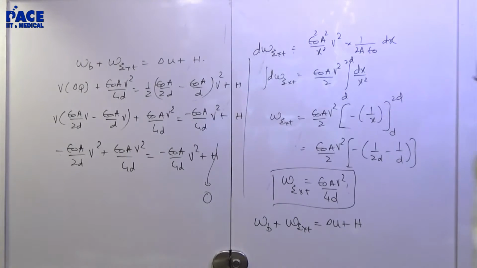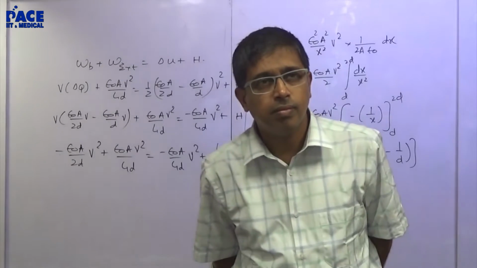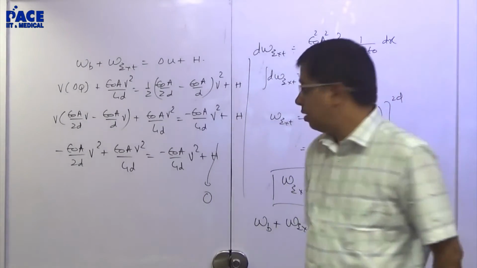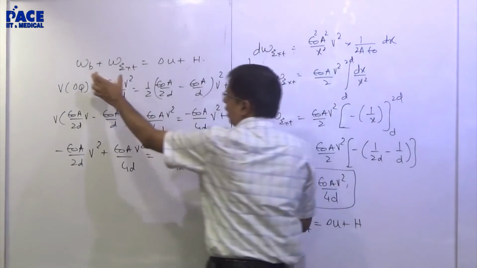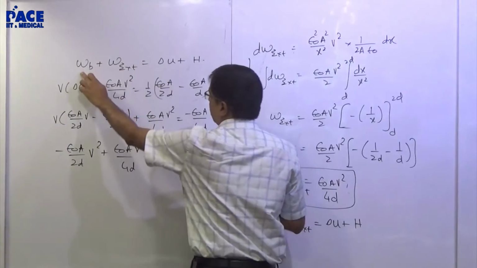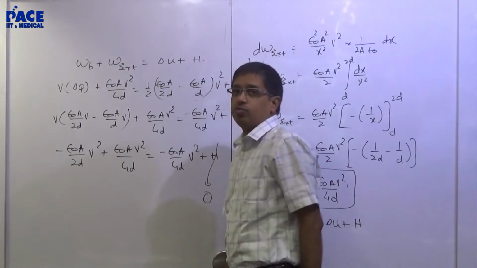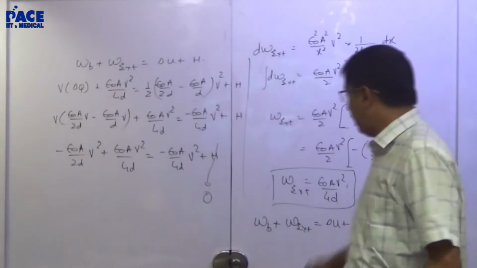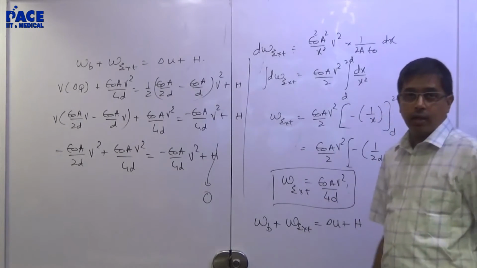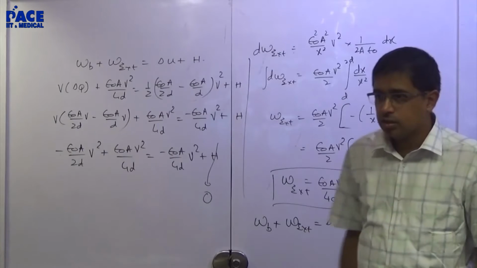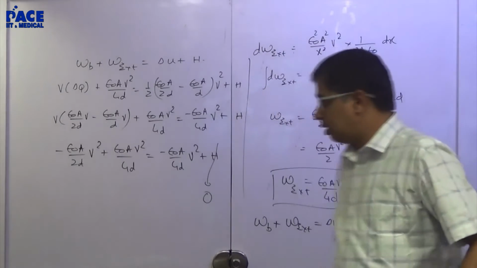Sir, what was the trap in this question? Ultimately, this plus this will cancel out. Heat lost will be 0. Sir, what are the multiple traps?